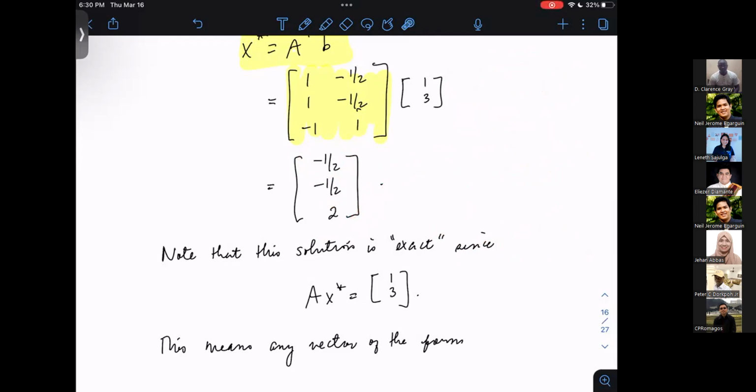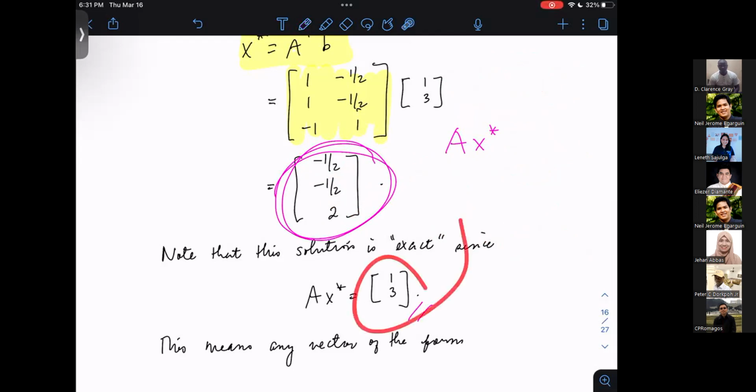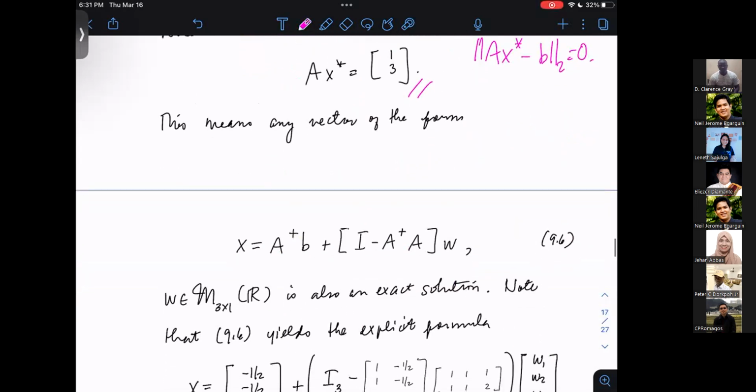If you don't have the theoretical solution at hand, then you can know that this is an exact solution by doing A times X star, right? If you do A times X star, so you multiply this solution vector to our coefficient matrix A, you will get 1, 3, which is exactly the right-hand side. So it is exact because the residual is equal to 0, right? So since this is exact, equation 9.5 told us that all solutions to this system of equations will be of this form, right?